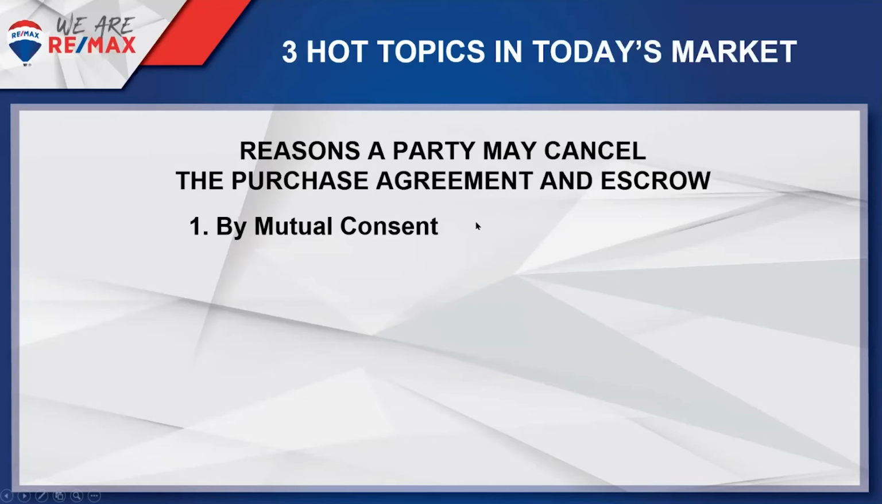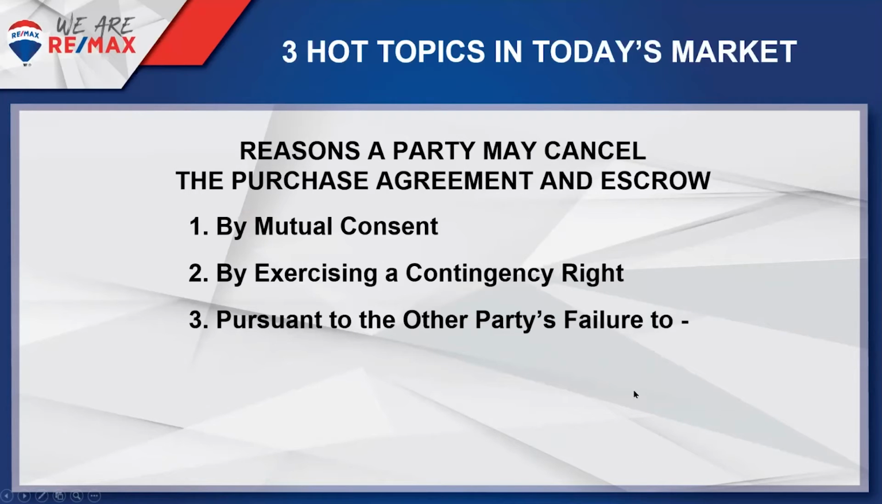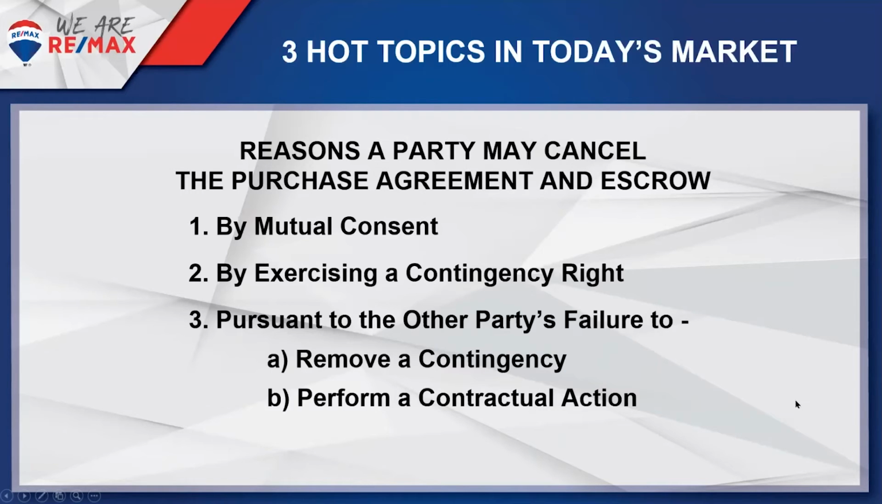So, reasons that a party may cancel: by mutual consent. Both parties can agree, okay, we're not going to go forward with this transaction. By exercising a contingency right. So buyers have contingency rights. They can cancel if a contingency is not met. They have a whole lot more contingencies in the boilerplate than sellers do, but sellers have some contingency rights, especially the ones that they create, like contingent on seller identifying and closing escrow on a replacement property. That would be a seller contingency right. And then pursuant to the other party's failure to remove a contingency or to perform a contractual action or finally close escrow. So those are the grounds of why you will cancel.